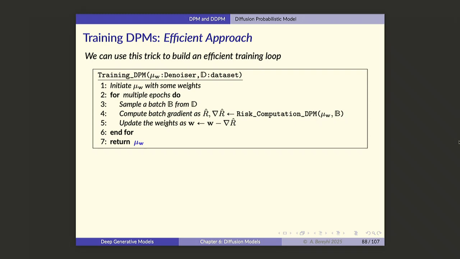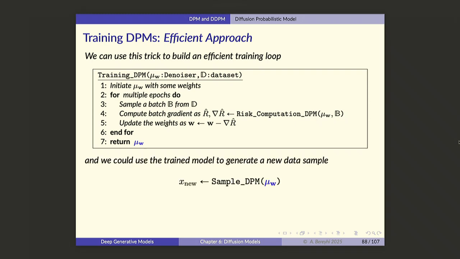Questions? Everybody got it clear? So the last thing is that once you train, you get your model, you put it inside the sampling algorithm, and you get the new sample. That X new is potentially different from the ones you had inside your data set. Questions?